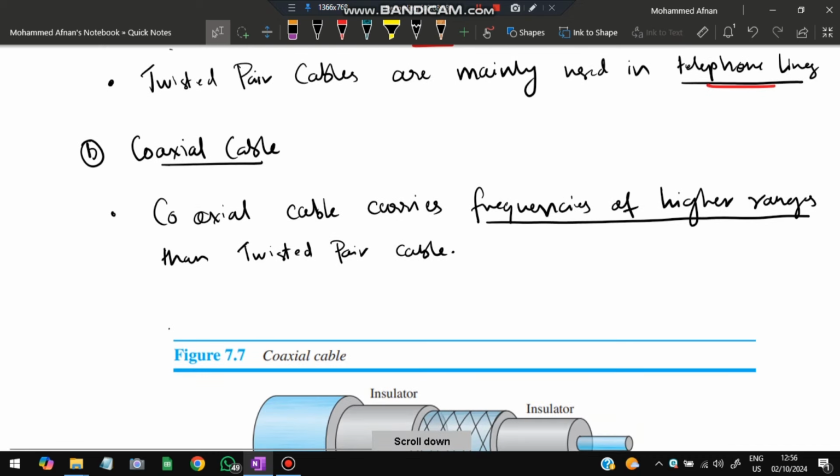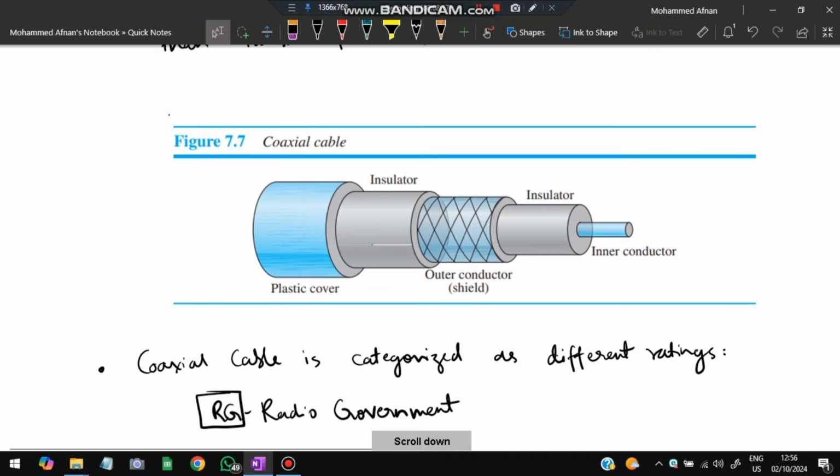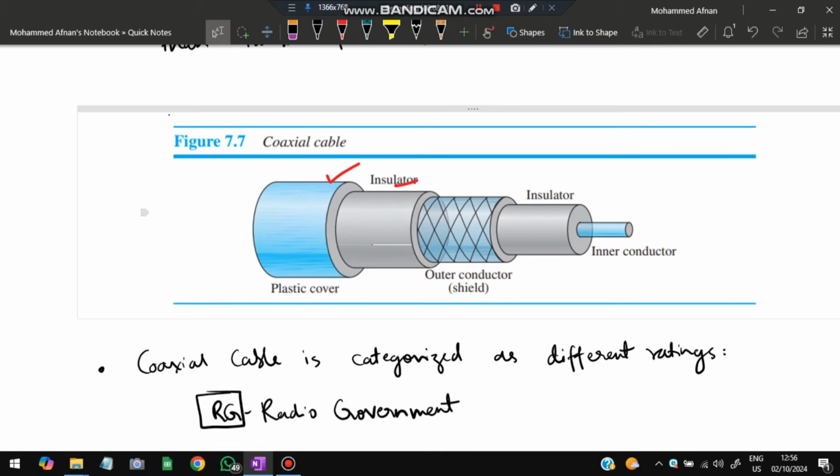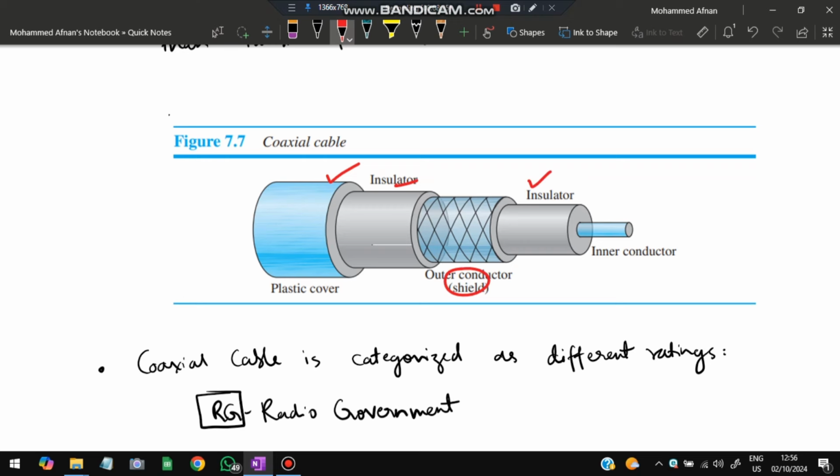Moving on, we have the next one, which is coaxial cable. Coaxial cable carries frequencies of higher ranges, more than the previous one. Okay, and this is the structure of it. Here we have the plastic cover at the top, then we have an insulator, and then we have an outer conductor or shield, and then we have an insulator inside, which is the inner conductor. Here the data gets transferred.